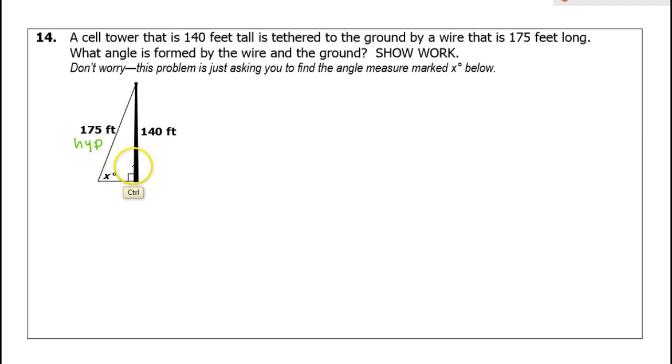Next we have to decide which angle we're looking at, because that will determine which side is opposite and which side is adjacent. So clearly we're going to look at this angle right here, because that's the angle we're supposed to find. The other angle is completely blank. So from the perspective of this angle, this leg is adjacent, and this leg is opposite.